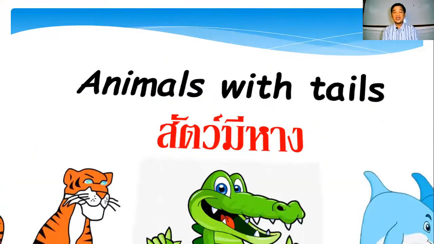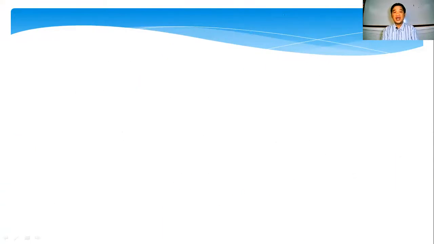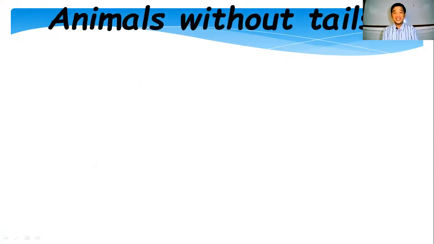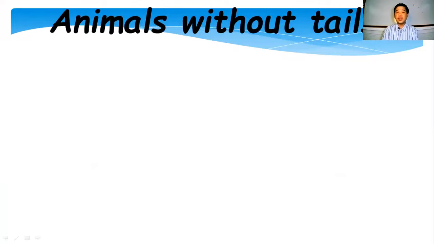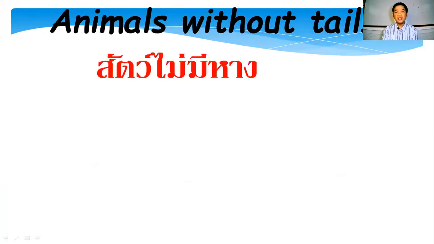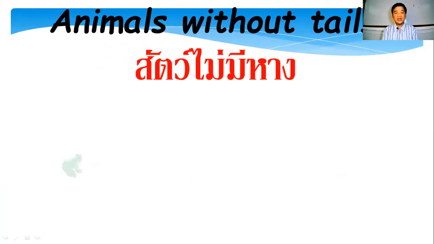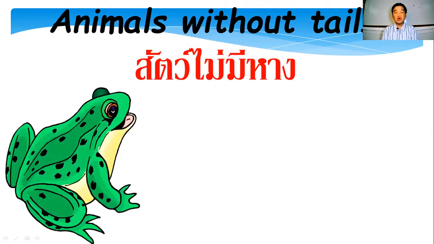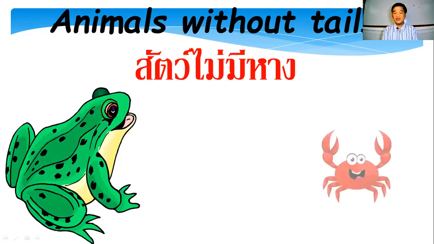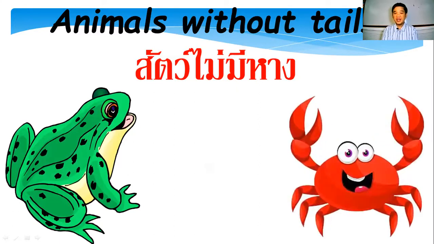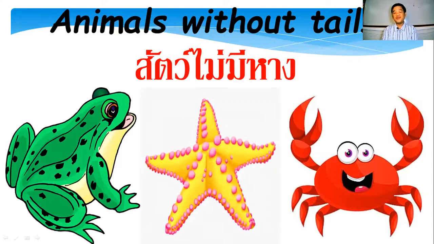All right. So another one is animals without tails, meaning to say animals without tails, no tails. And what are those examples? So we have here the frog. Frogs don't have tails. Or even the crabs don't have tails. Or even the starfish don't have tails. So these are only examples of the animals without tails.